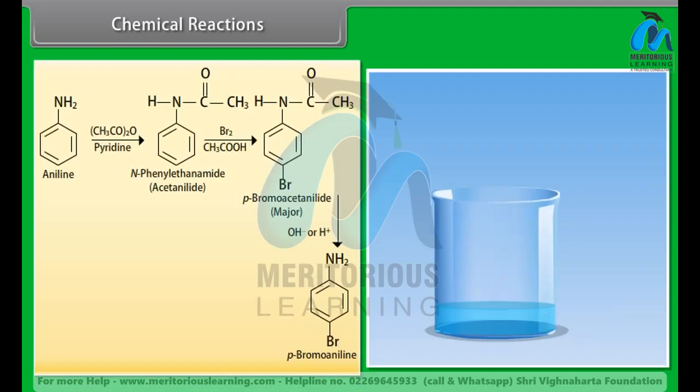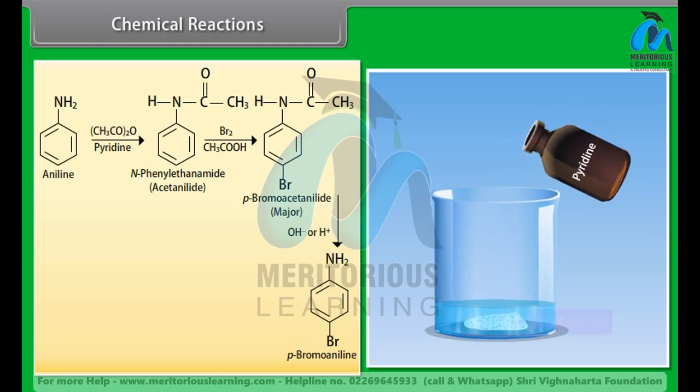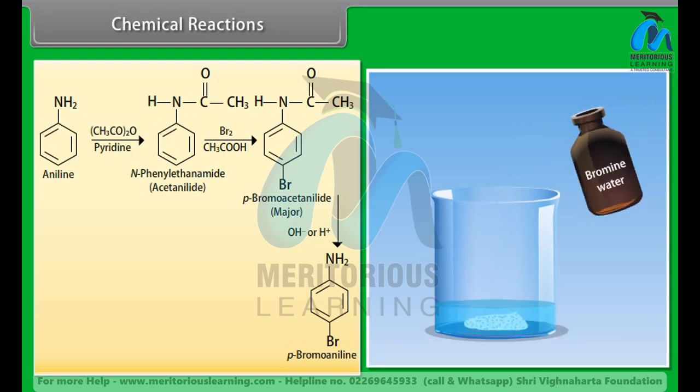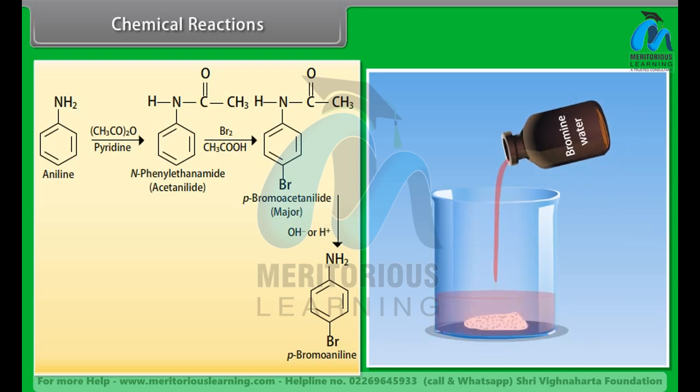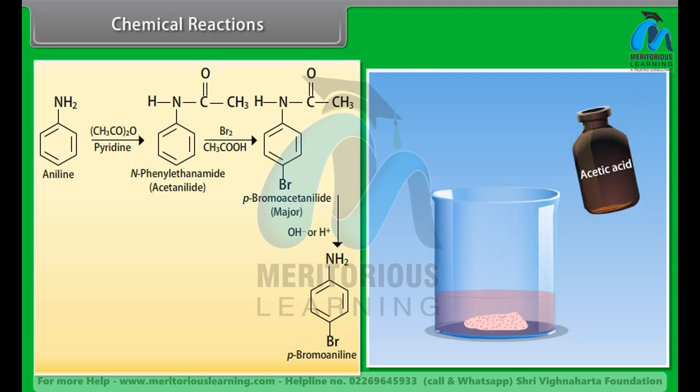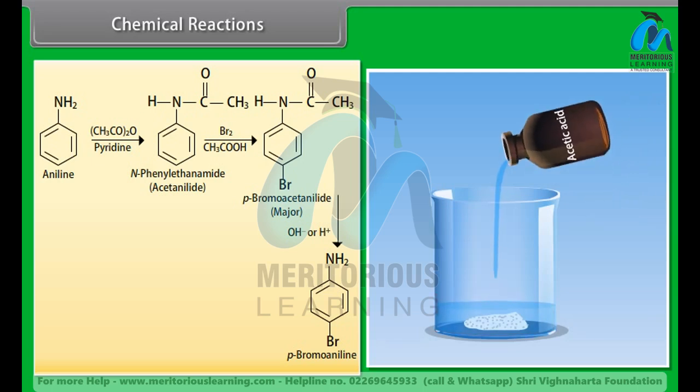Aniline reacts with acetic anhydride and pyridine and forms acetanilide. Now add bromine water and acetic acid and it produces para-bromoacetanilide, and then hydrolysis yields para-bromoaniline.